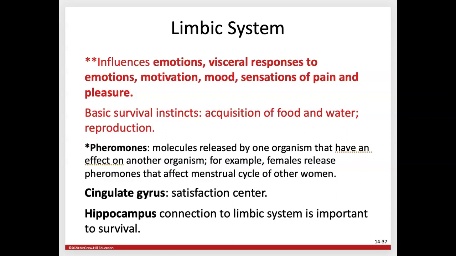Pheromones are molecules released by one organism that have an effect on another organism. For example, females release pheromones that affect menstrual cycles in other women. The cingulate gyrus is our satisfaction center, and the hippocampus is a connection to the limbic system that is important to survival.